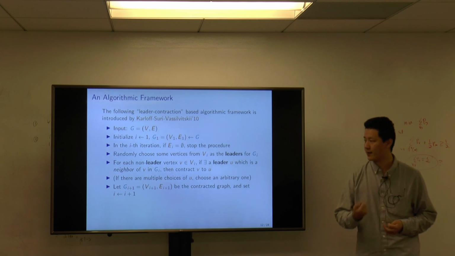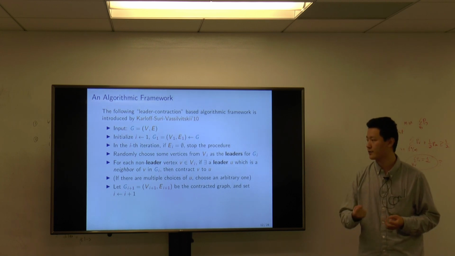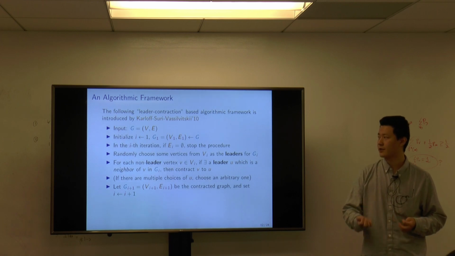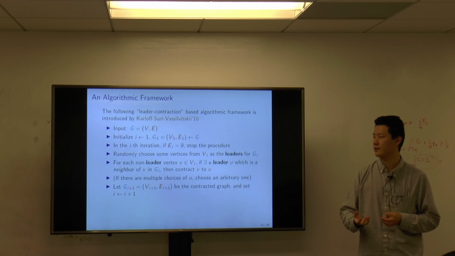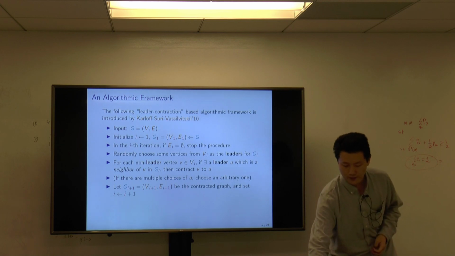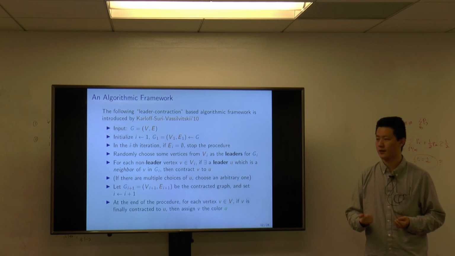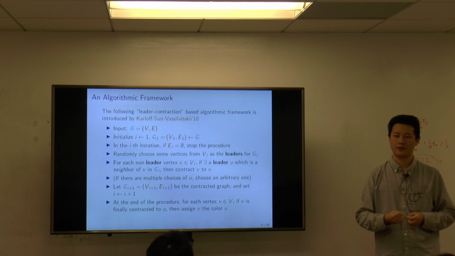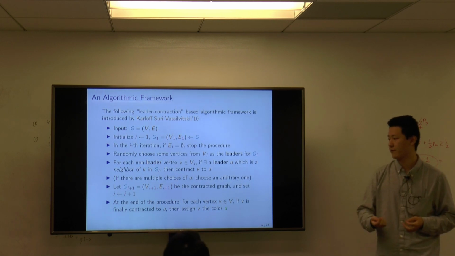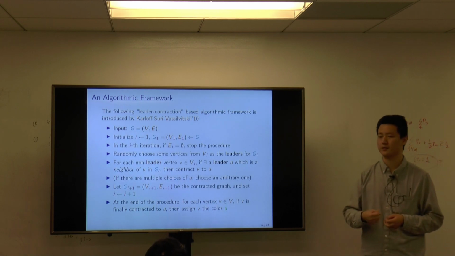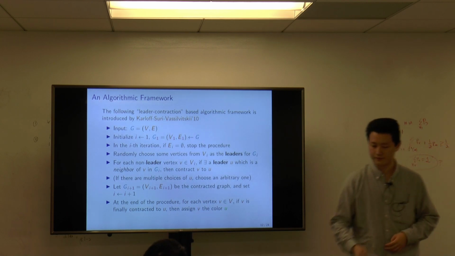Then we let Gi plus 1 be the contracted graph. And then we repeat this leader selection and then the contraction procedure. And finally, when each connected component is contracted to a single vertex, then we can output. So for example, if vertex V is finally contracted to the vertex U, then we can assign V the color U.